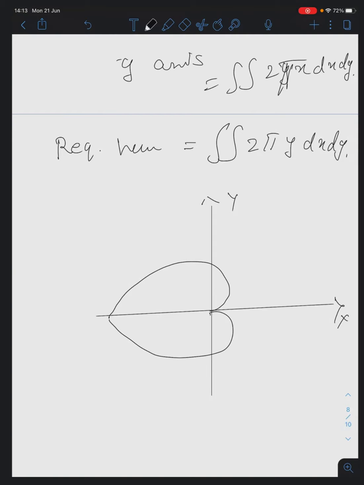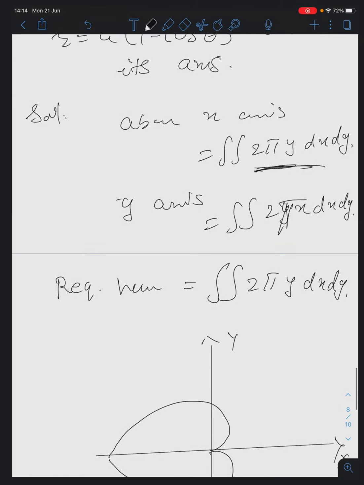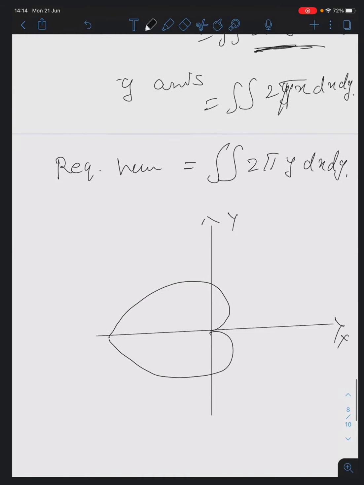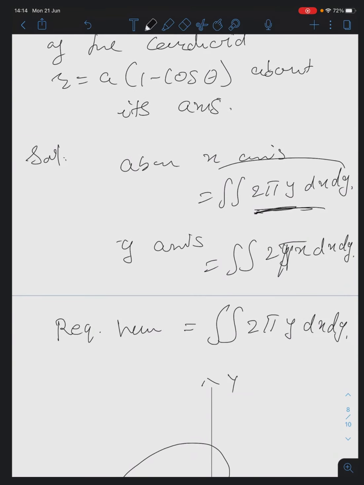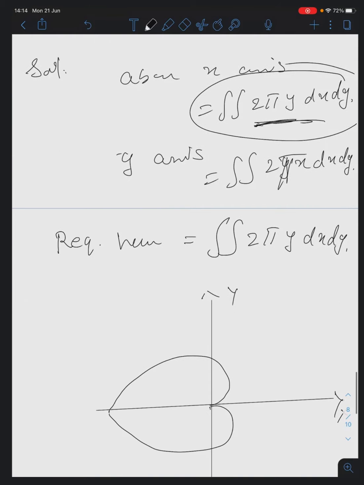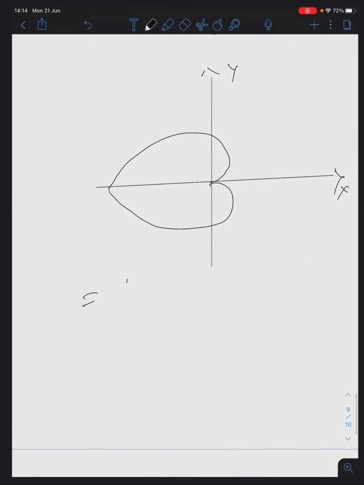To get the volume, about which axis will you rotate this? Not about the y-axis, sorry, you rotate about the x-axis. So when you rotate about the x-axis, this will be the required volume: double integral 2 pi y dx dy.